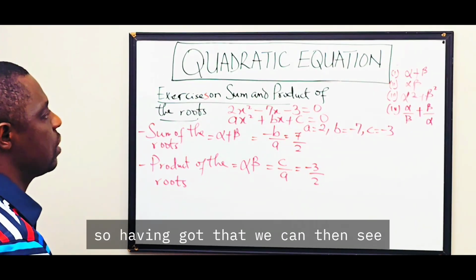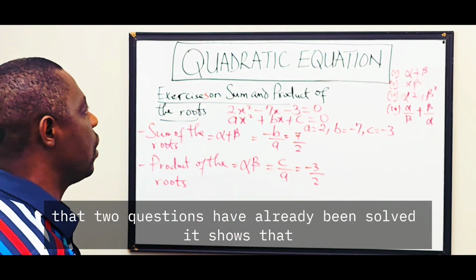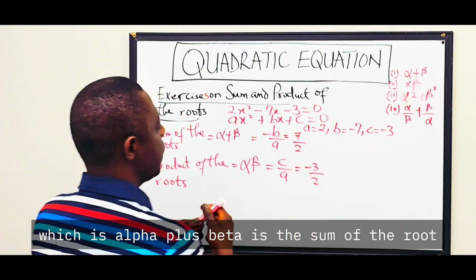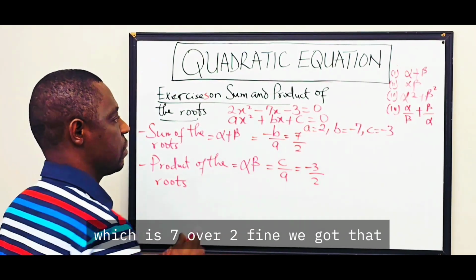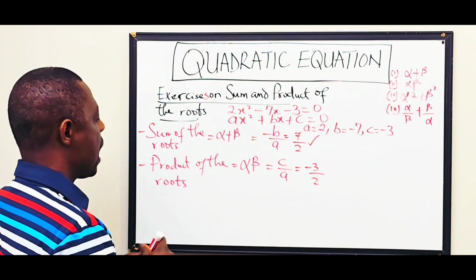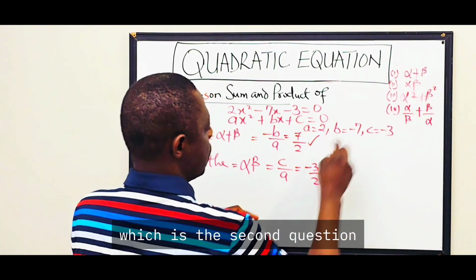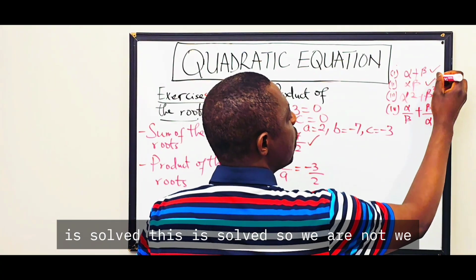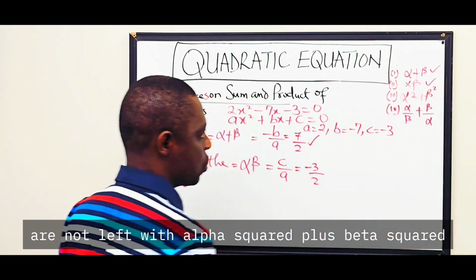Having got that, we can see that two questions have already been solved. The first question, alpha plus beta, is the sum of the roots, which is 7 over 2. And the product of the roots is alpha beta, which is the second question, and that gives minus 3 over 2. So we are now left with alpha squared plus beta squared.